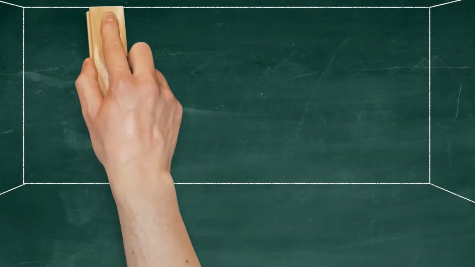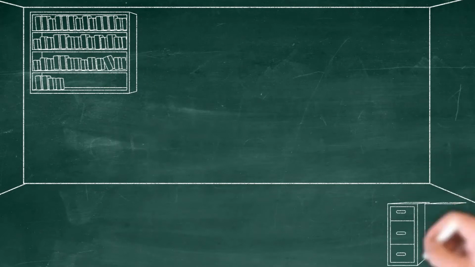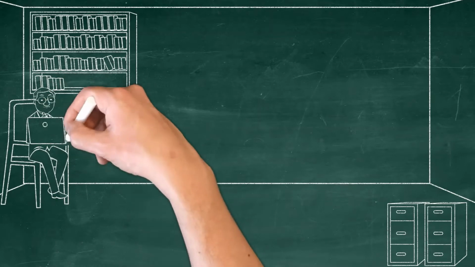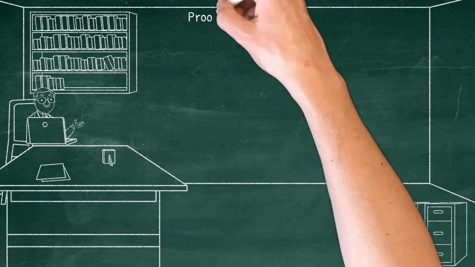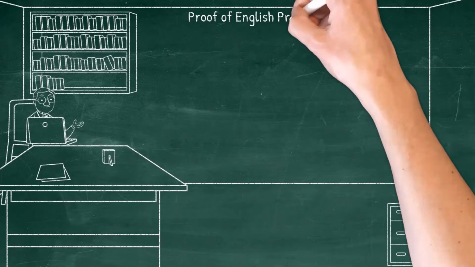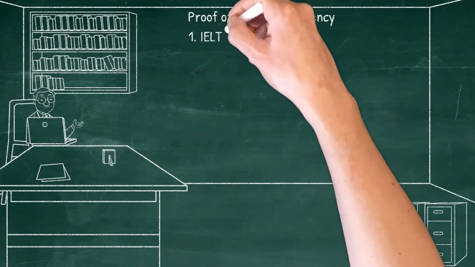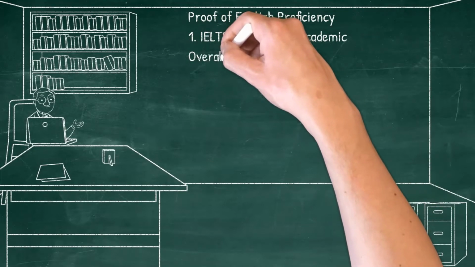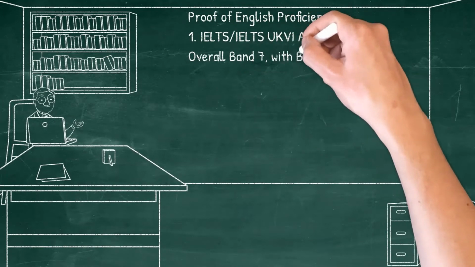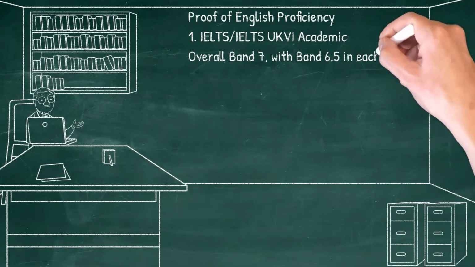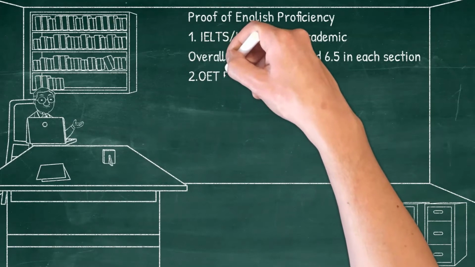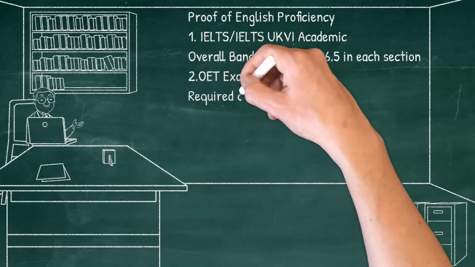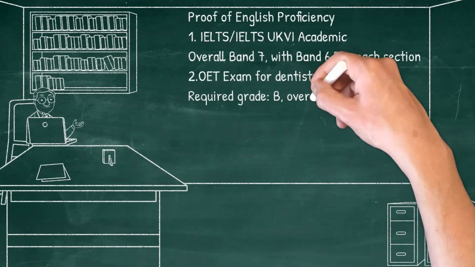Before appearing in the ORE exam, it is mandatory to provide proof of English proficiency to GDC, for which you can choose any of the following ways: IELTS Academic exam or IELTS UKVI Academic exam with an overall band requirement of 7 and a minimum band of 6.5 required in each section, that is reading, listening, writing and speaking. The other option is the OET exam, which is meant for dentistry also, and the required grade is B for the OET exam.